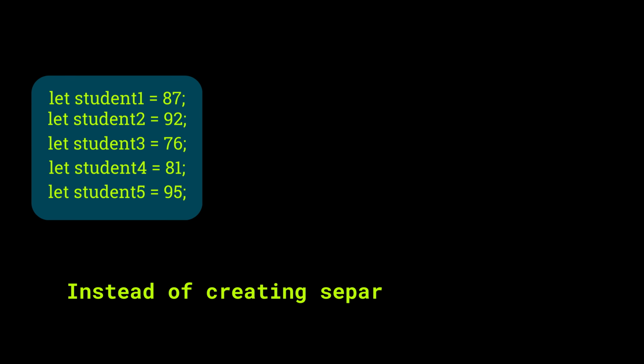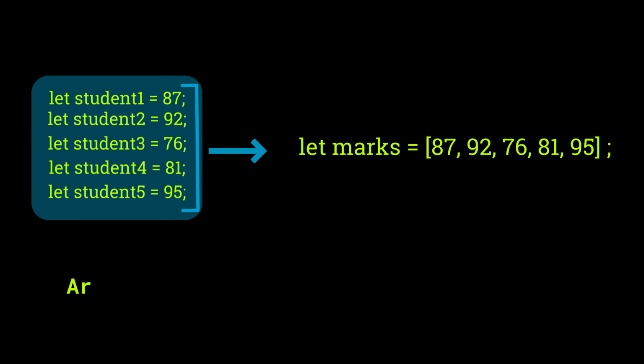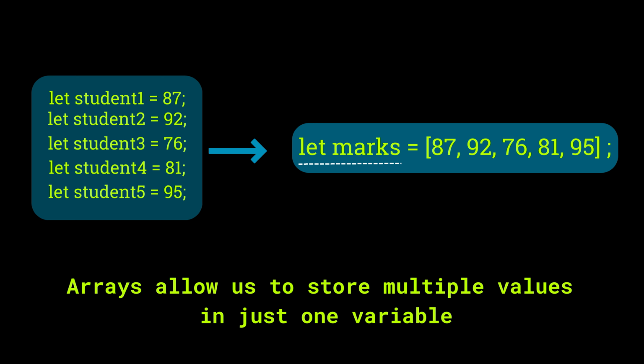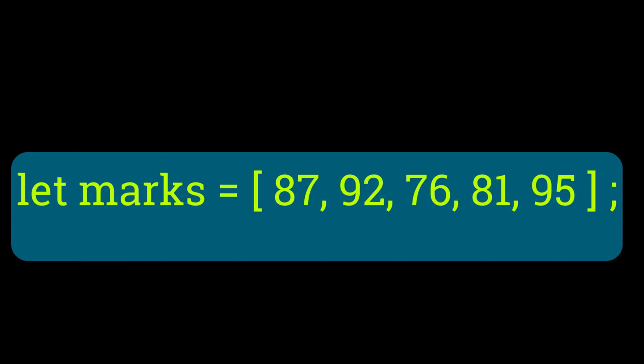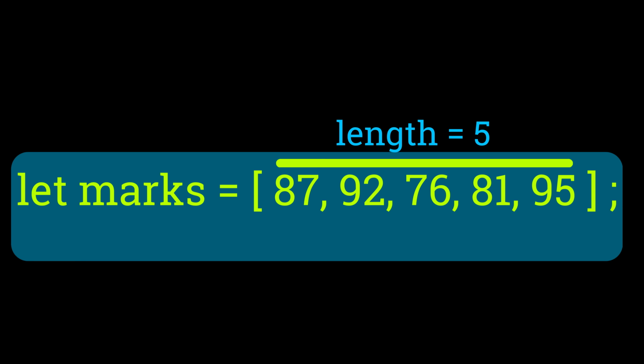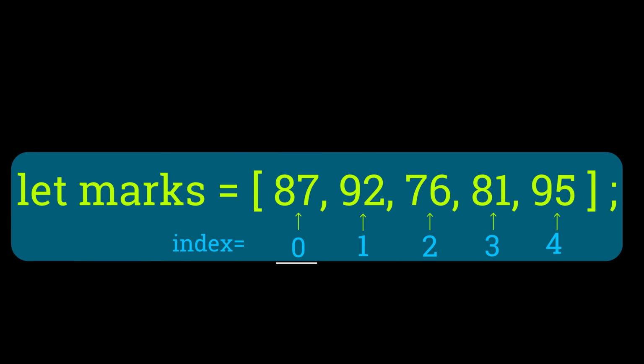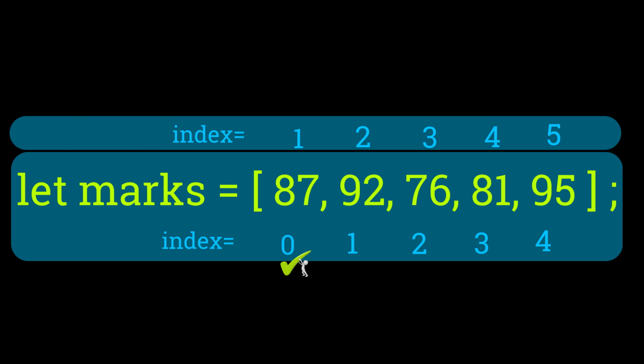Instead of creating separate variables, arrays allow us to store multiple values in just one variable. We keep all the values together inside square brackets, separated by commas. Here, marks is an array holding 5 values. Each value has an index number starting from 0. So marks index 0 is 87, marks index 1 is 92, and so on. Remember, in JavaScript, indices always start from 0, not 1.